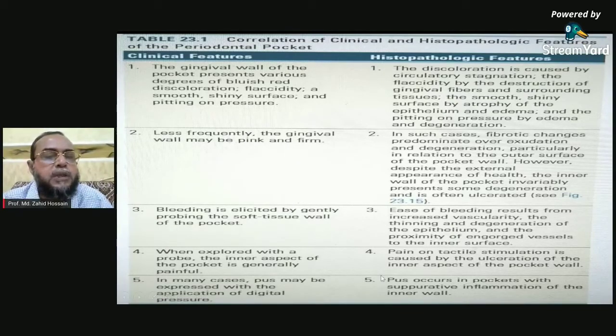When explored with a probe, the inner aspect of the pocket is generally painful. That's because the deeper level of the tissue is injured and destroyed. So if we go deeper, you will feel pain, because the cementum and dentin are sensitive and the bone is already destroyed. So you will feel more pain than in gingivitis cases.